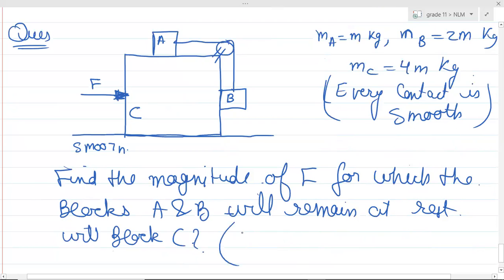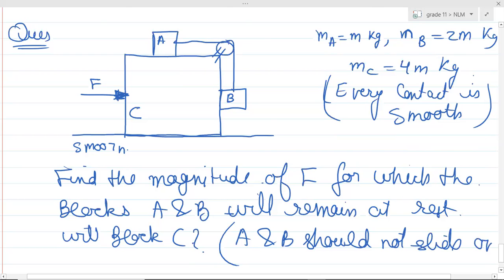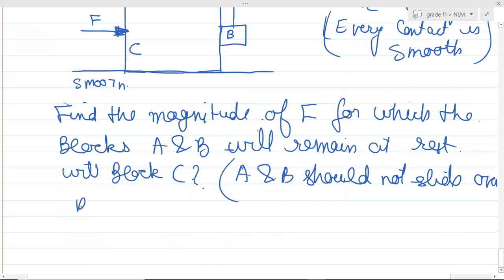Please remember, you don't want A and B to slide. If A and B are at rest with respect to block C, that implies A and B should not slide over block C. Okay, so this is what I want. This is the question. Try to solve it. Try karo.